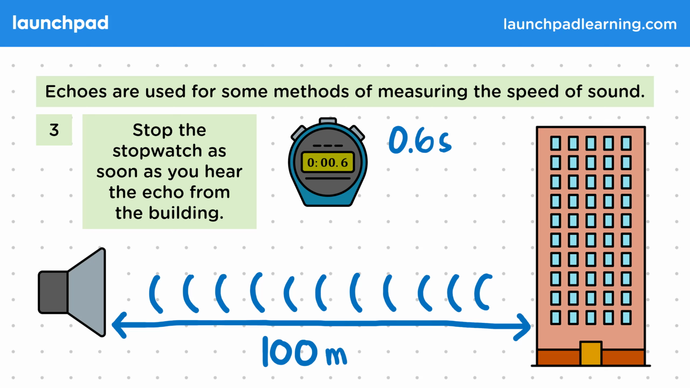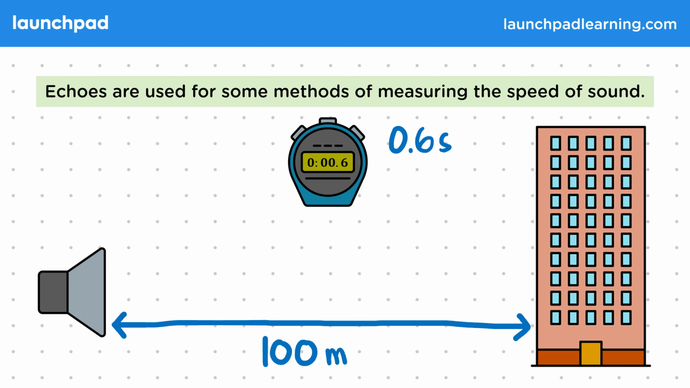This is quite a short time, so you could instead play a new sound when you hear the echo. Then repeat this 10 times and find the average time for a single echo. Doing the measurement this way can be more accurate than trying to react to just one echo. For now, we'll just work with the 0.6 seconds we measured from a single echo.